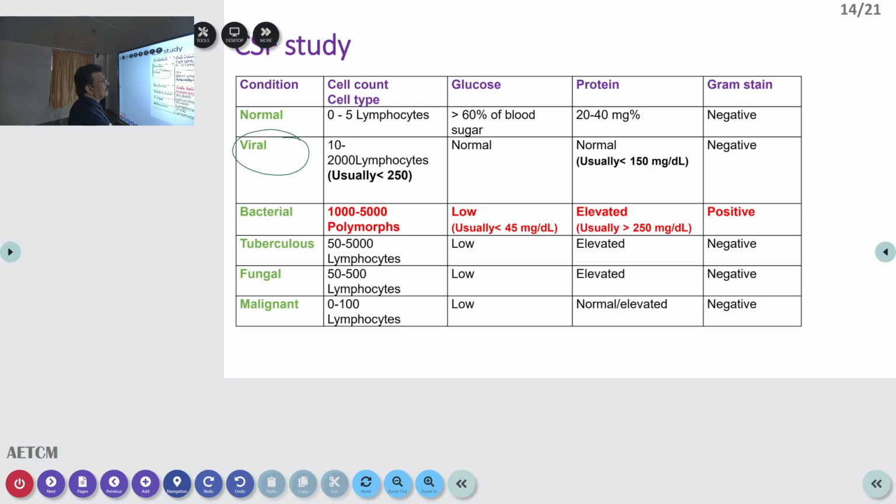Glucose is mostly normal, but in mumps we have already seen it is low. Proteins are elevated in all types of inflammation, whether it is bacterial, fungal, tuberculosis, everywhere it is elevated. So it is slightly elevated here, but it is very high in bacterial. So that is the difference between bacterial and viral. Gram stain is negative because in gram stain we are looking for any bacteria present in the CSF, that will be negative here.